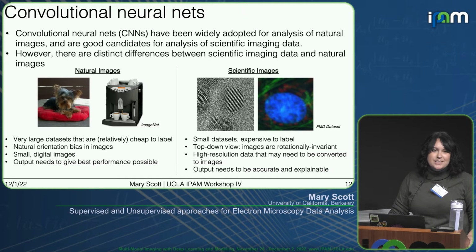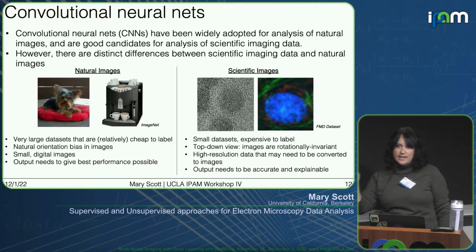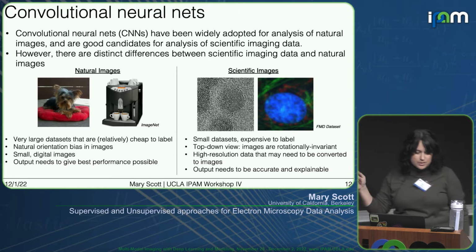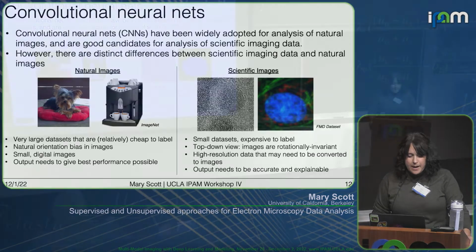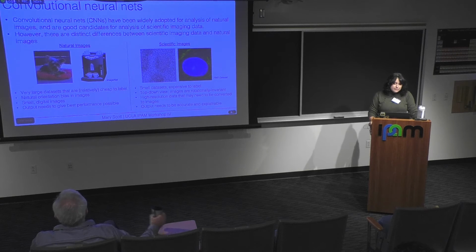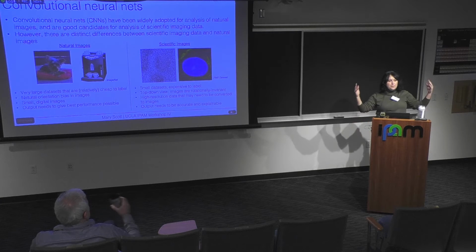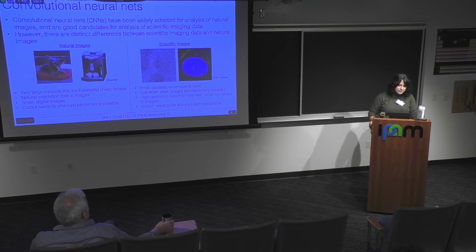Natural images tend to have very large data sets that we all train when we identify stoplights in CAPTCHAs for Google to prove that we're not a robot, and are relatively cheap to label. There's kind of a natural orientational bias in images because humans tend to stand upright, not always, but a lot of times we do, and gravity exists on our planet and goes one way.